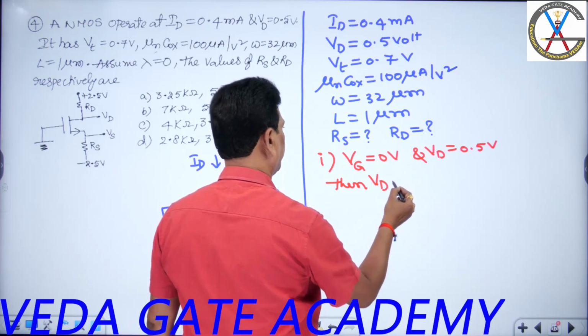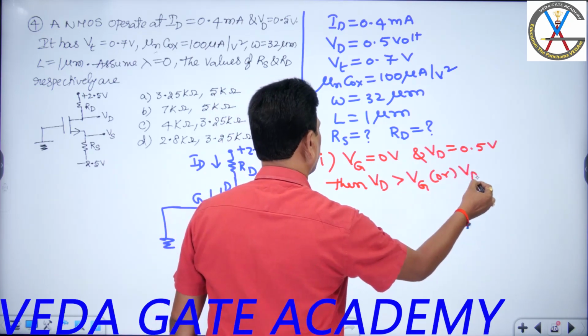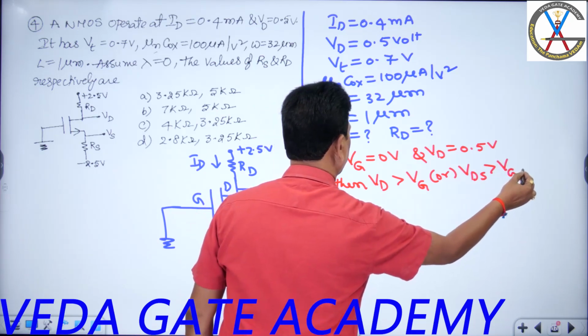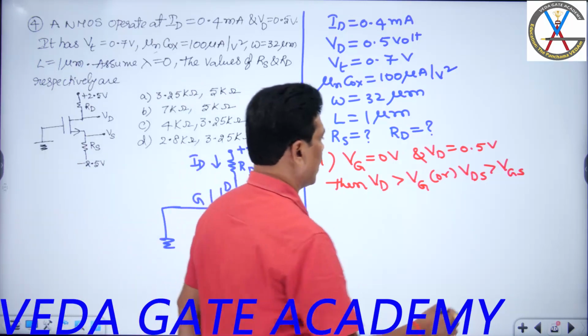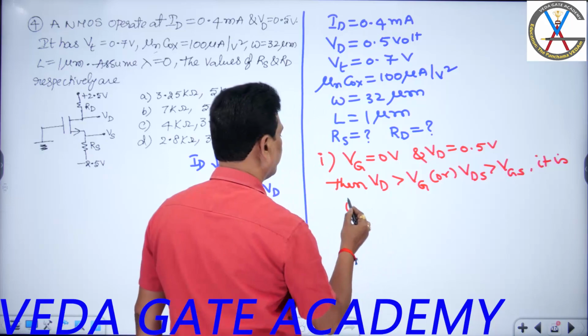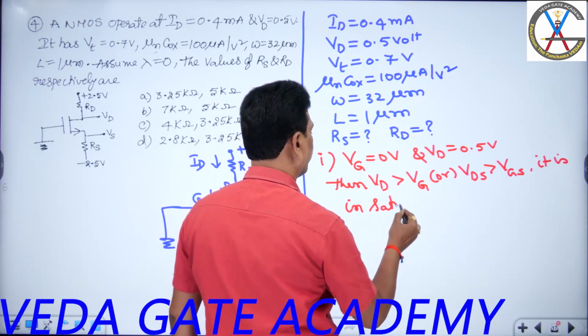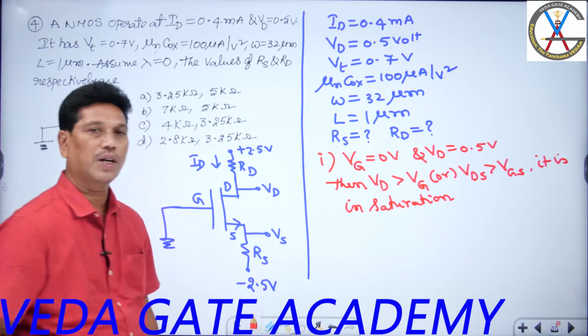VD must be greater than VG, or VDS must be greater than VGS. So keeping VDS greater than VGS, sir, there is a chance to operate in the saturation region. Sir, what is the condition under saturation?